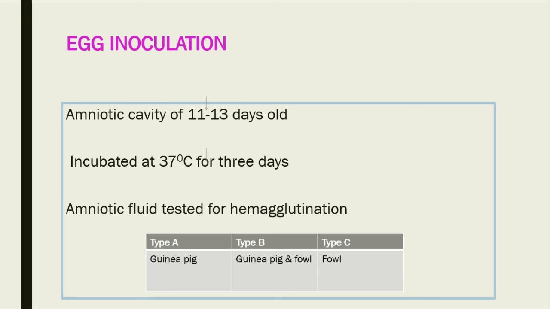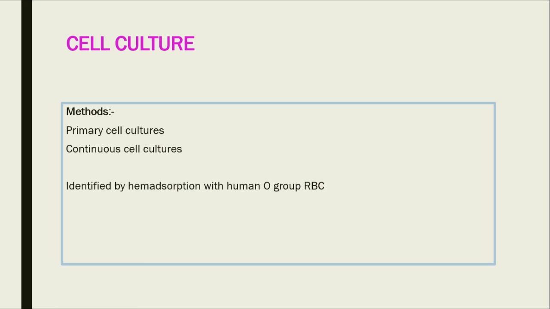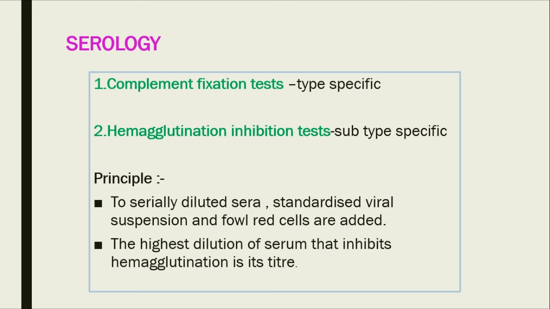So we can grow them in the amniotic cavity of 11 to 13 day old egg embryos, which are incubated at 37 degrees Celsius for 3 days, and the amniotic fluid is tested for hemagglutination. Type A will be tested with guinea pig RBCs, type B can be tested with guinea pig and fowl RBCs, whereas type C is only for fowl RBCs. We can do primary and continuous cell cultures for the identification of influenza virus, and confirmation is again done by hemadsorption with human O group RBCs.